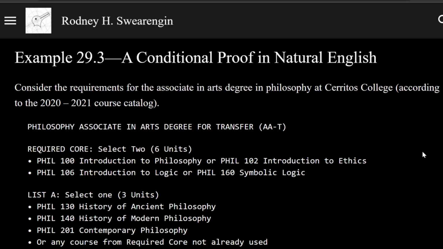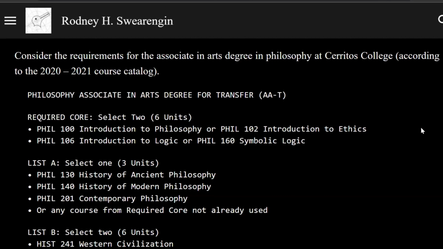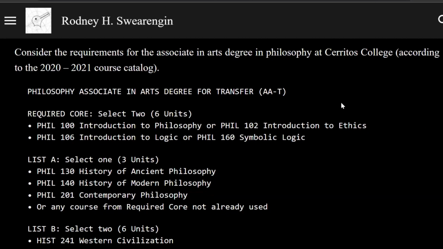Logic 0, example 29.3, a conditional proof in natural English. So this is an example of something that we've all sort of seen in going to college, is that we have certain requirements for a degree, and they're often laid out in this sort of way. This is an example from the 2020 to 2021 course catalog at Cerritos College, for the Philosophy Associate in Arts degree.